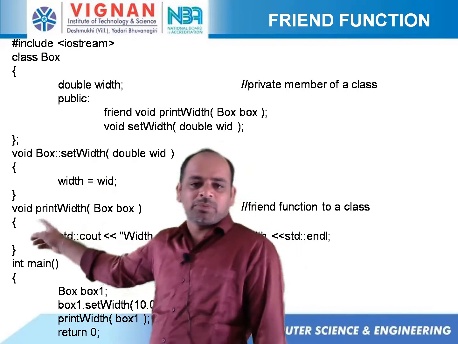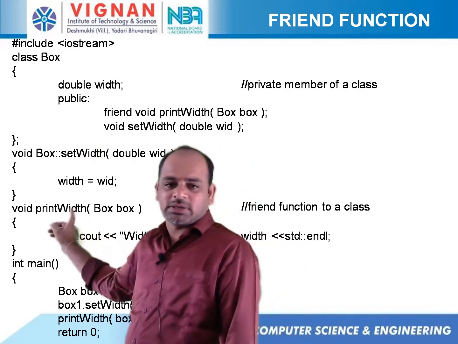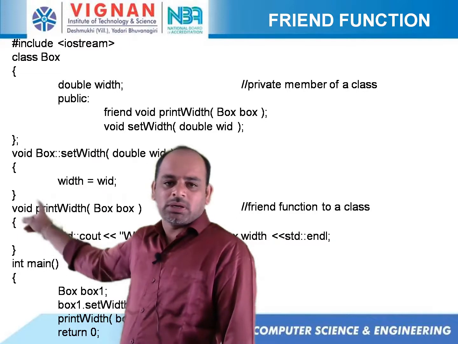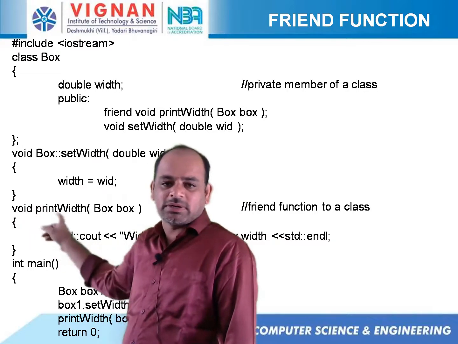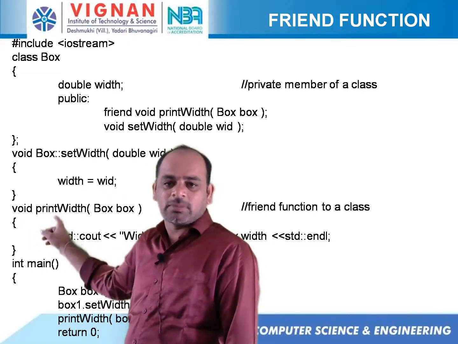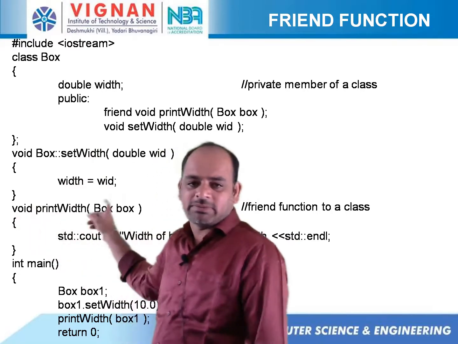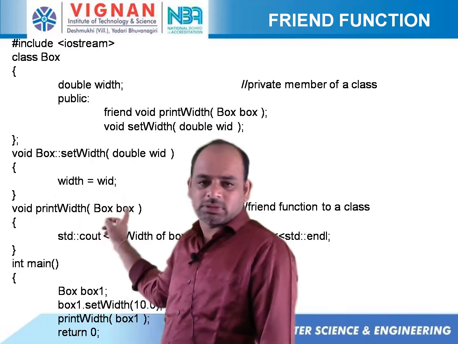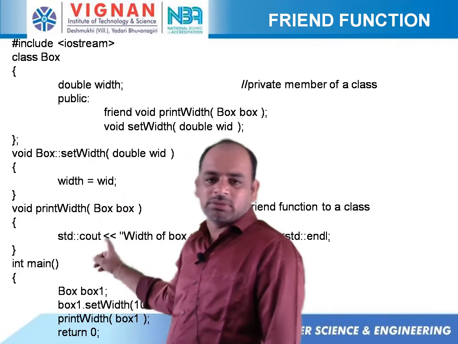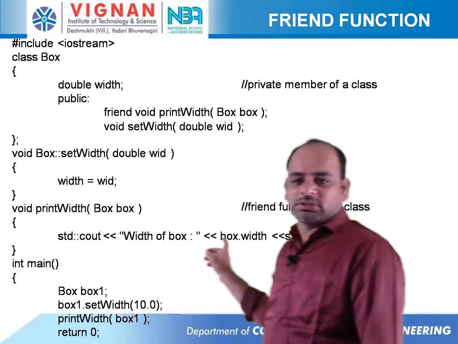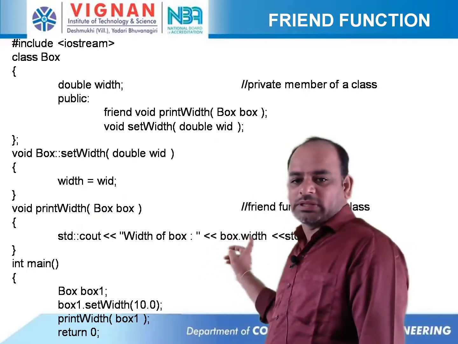Next one is void print width. It is a friend function. Here we are not using any class name. The definition of this function is similar to our normal function, right? So void print width, and it is having a parameter, an object, right? Box object here. Cout, width of box, so you can say box dot width.